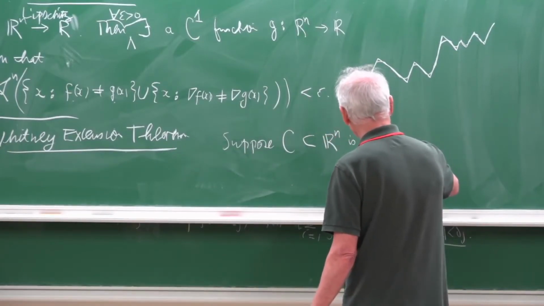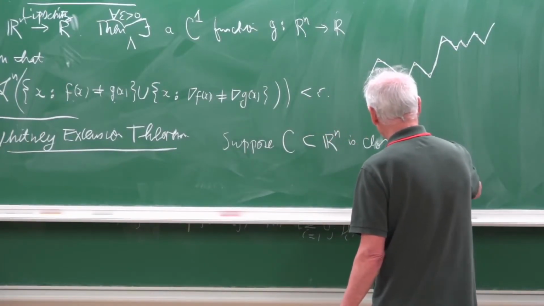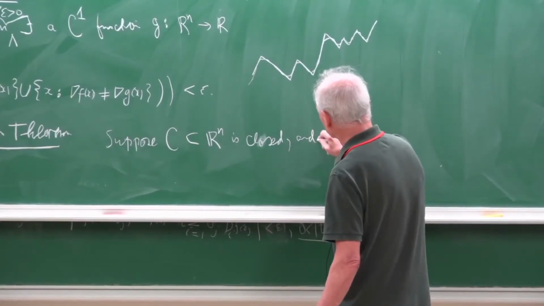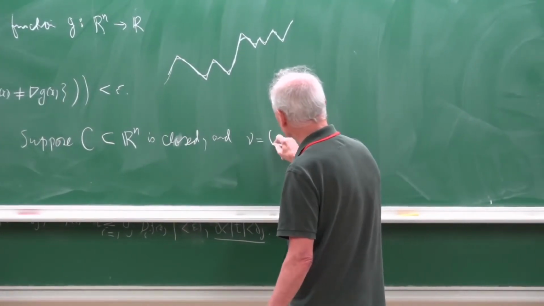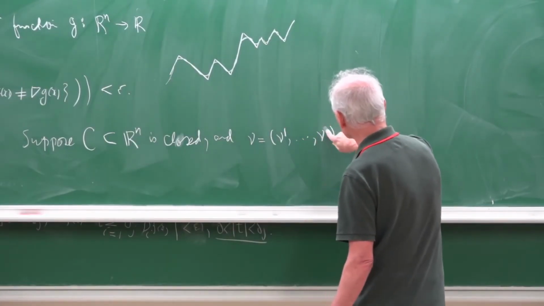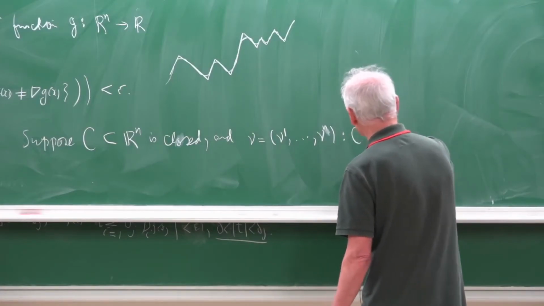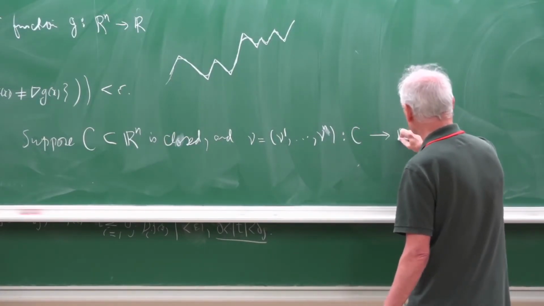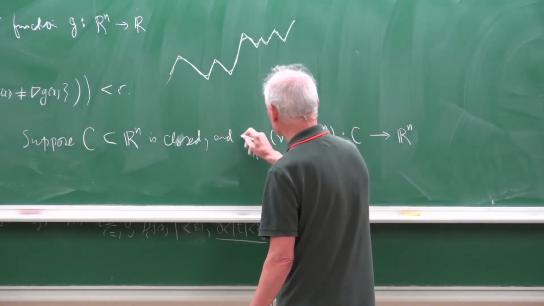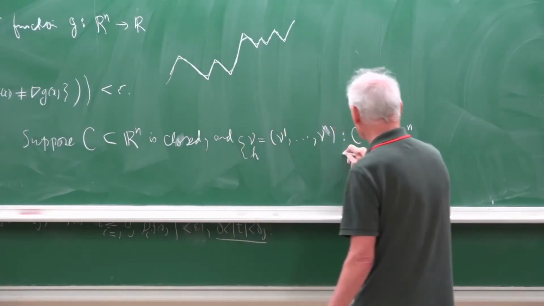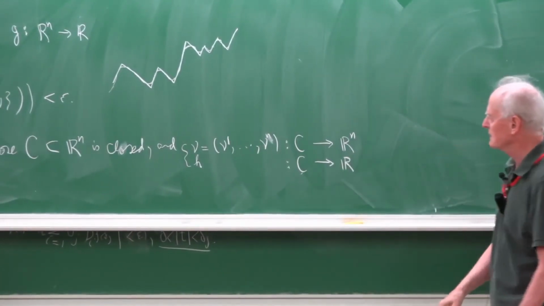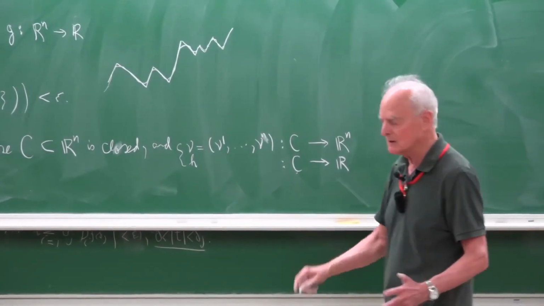It's a closed subset. Suppose that you've got two functions, one a vector function with components nu1 up to nun. So this would be a mapping from C into Rn, n components. And you've got another one, H, which is a mapping from C into R. So H is real valued. So you've got a vector valued function and a scalar valued function, and you suppose they're both continuous.